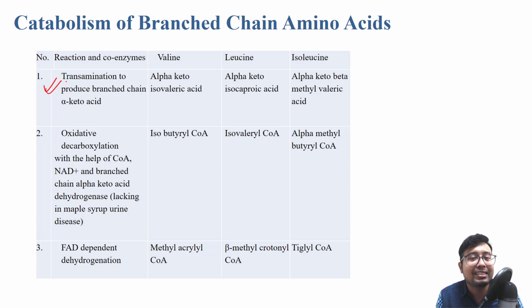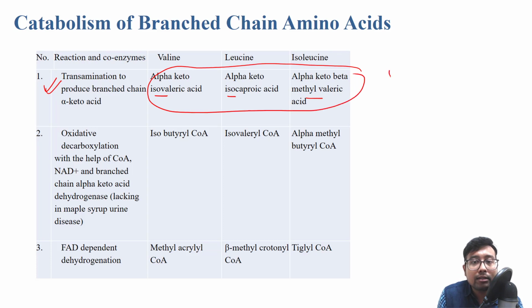So the first step, that is the transamination reaction, is important, but you don't need to remember these names individually. Isovaleric acid, caproic acid and methyl valeric acid, you don't need to remember. What you need to remember is that these three together are known as branched chain keto acids. This term, if you remember, is enough.